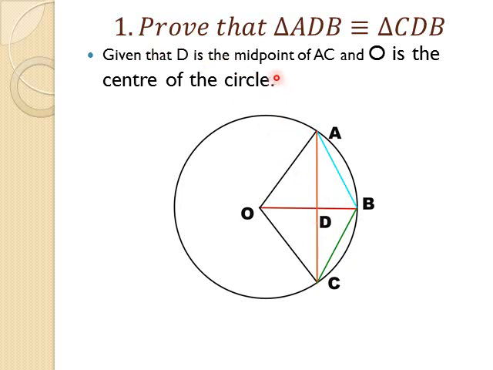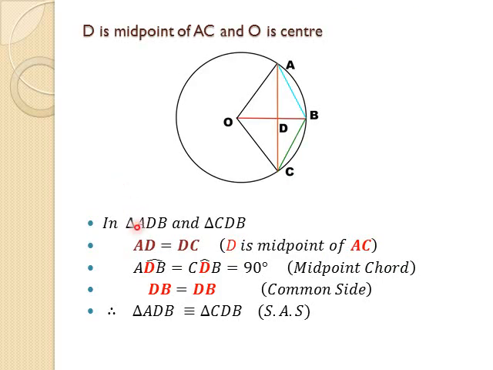They say D is the midpoint of AC, so when I say midpoint, I'm automatically saying AD equals DC. O is the center, so there you should already see a line from the center that cuts the chord in two equal halves, and therefore there must be a 90-degree angle. But let's solve. First, triangles ADB and CDB: I can say that AD equals DC, because D is the midpoint of AC, it cuts it in two equal halves.